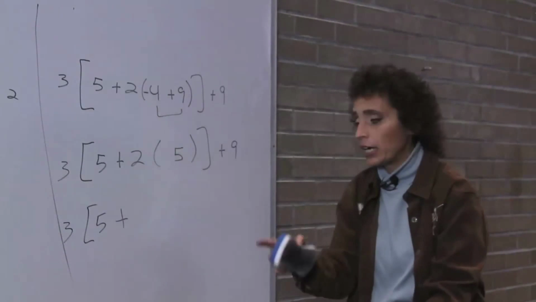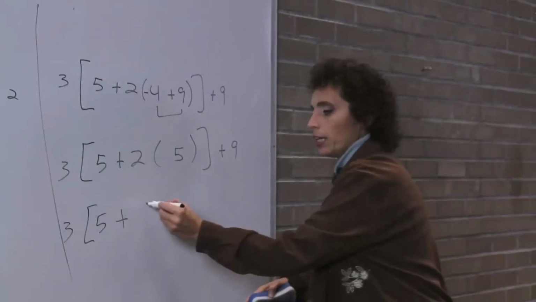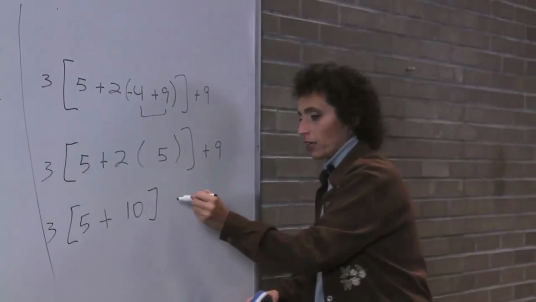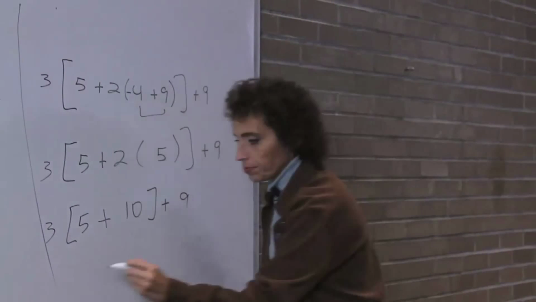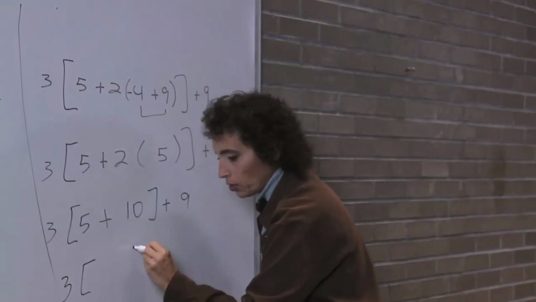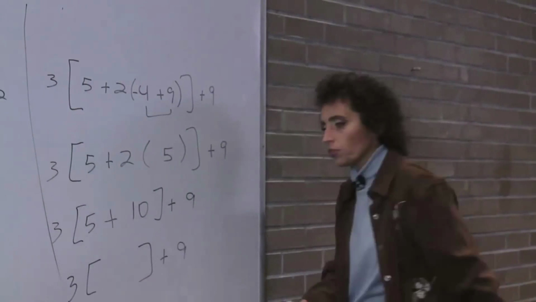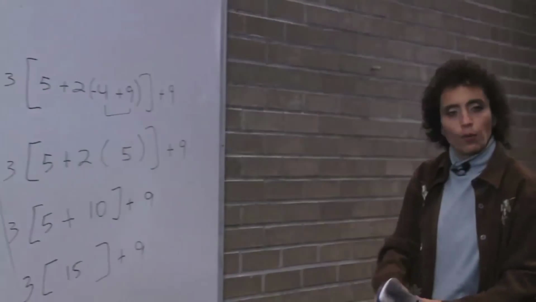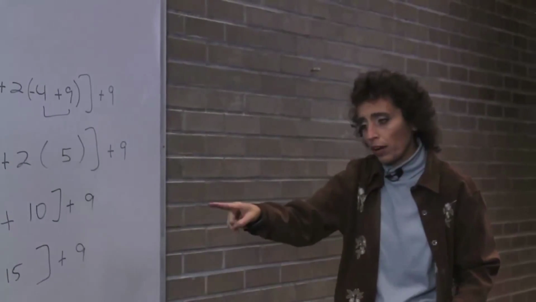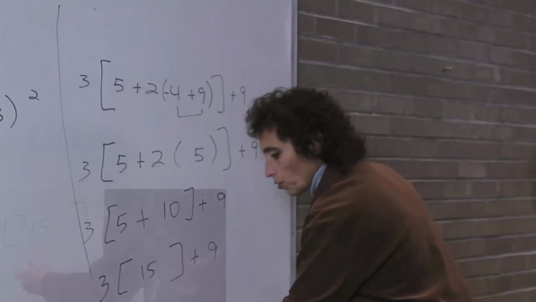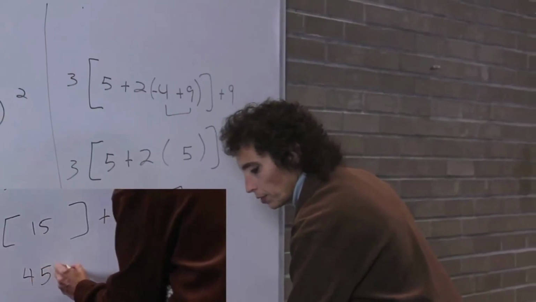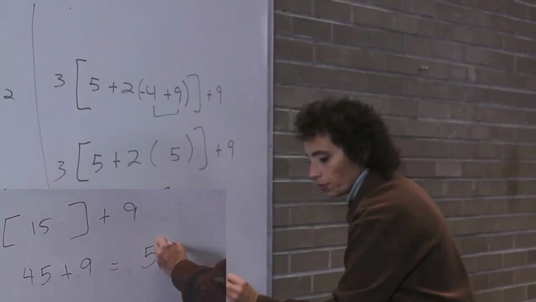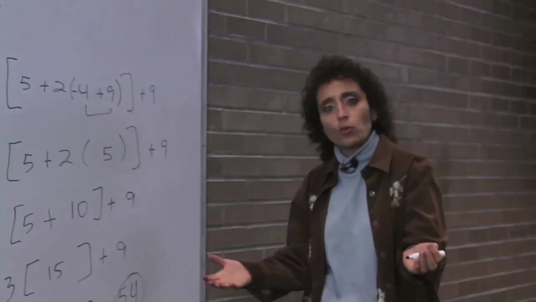Make sure you become sign conscious. 2 times 5 is 10. Sign conscious is better than unconscious because that would be bad. Okay, plus 9. Now we're going to do these brackets because that's the first step, parentheses. 5 plus 10 is 15. Now we don't have parentheses, we don't have exponents, but we do have multiplication, which is 3 times 15 or 45 plus 9. And 45 plus 9 is 54. And that's how you do order of operations.